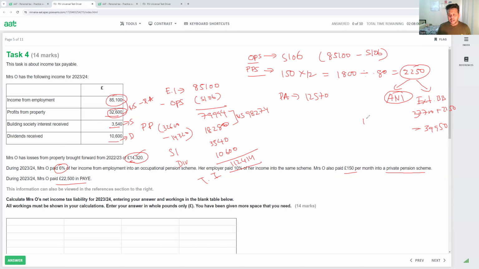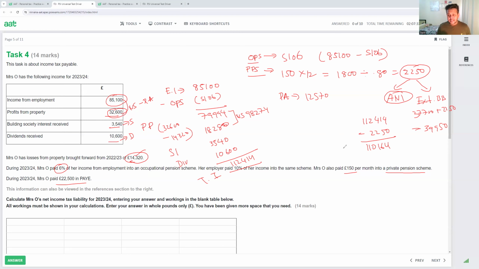So I know my income is 112,414, but for the reason to calculate the personal allowance, we have to reduce this amount by the PPS. So we need to minus the PPS, that is 2250. Now we have 110,164.